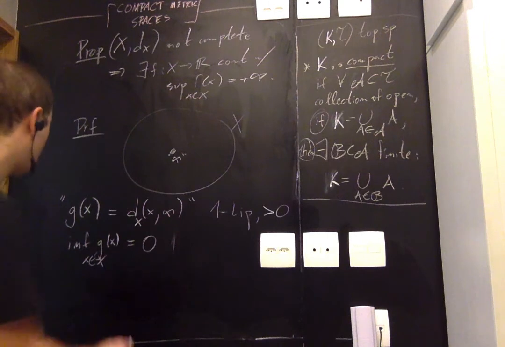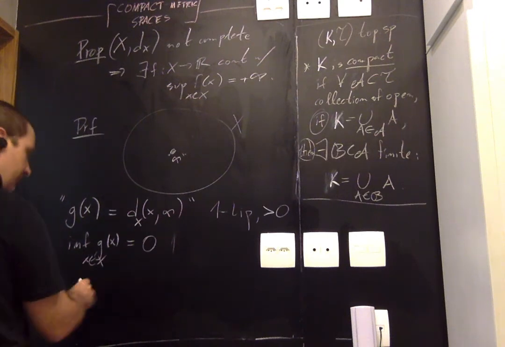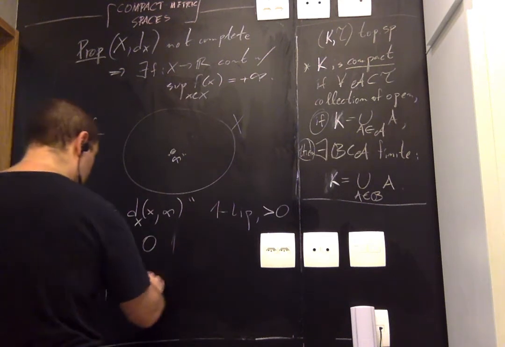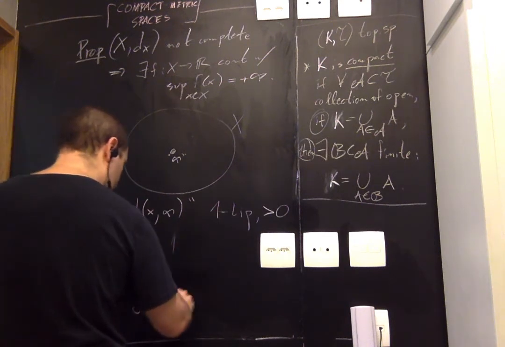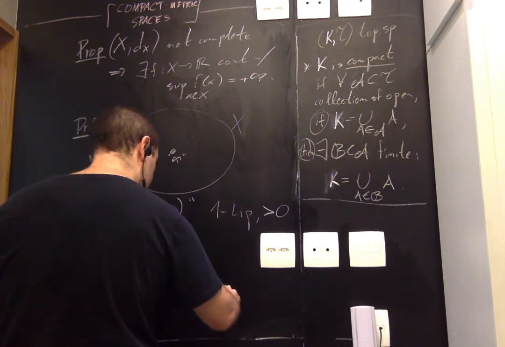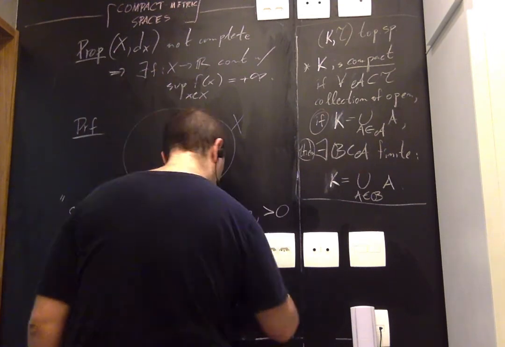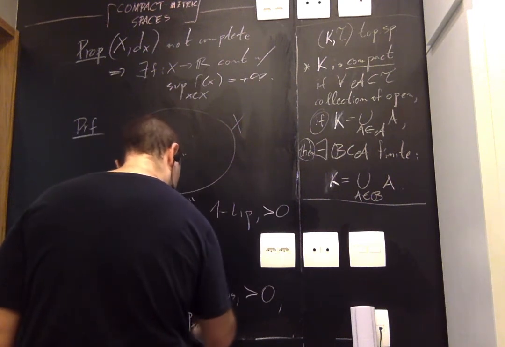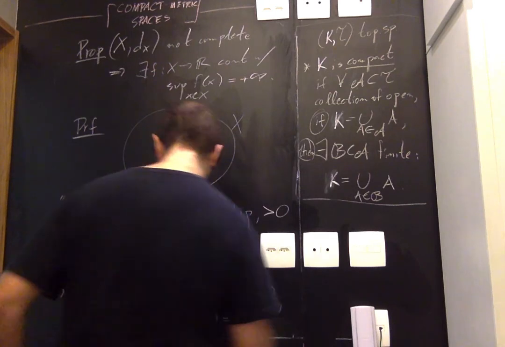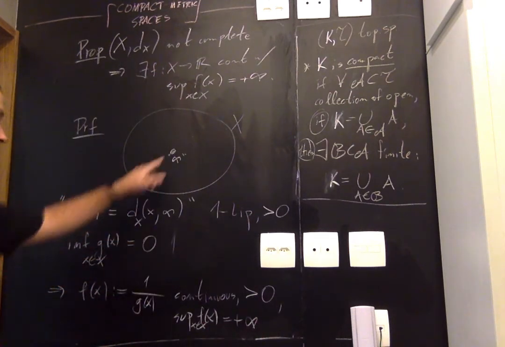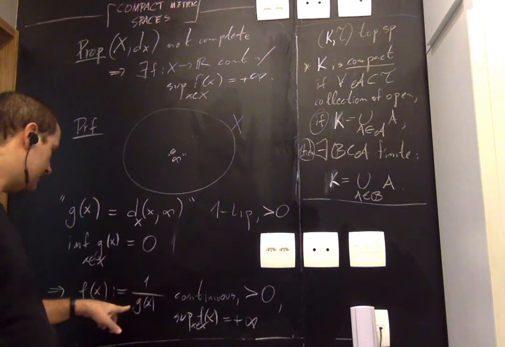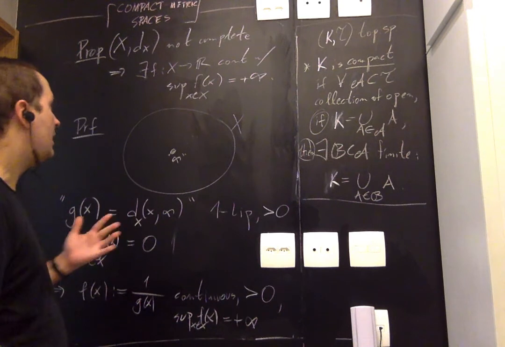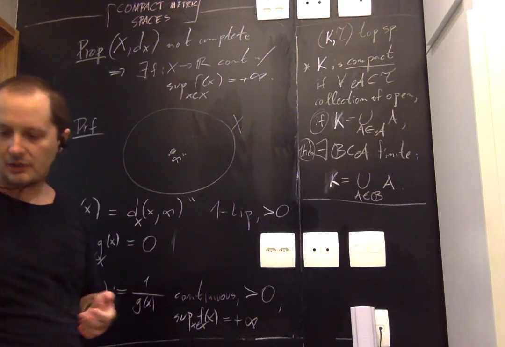Well, this is not an unbounded function, right? But then f of x being equal to 1 over g of x is continuous. It's actually non-negative, and the supremum is plus infinity. Why? Because g gets smaller and smaller as you approach alpha, and therefore f gets larger and larger. Okay, how do we turn this into a rigorous argument? There are two ways.